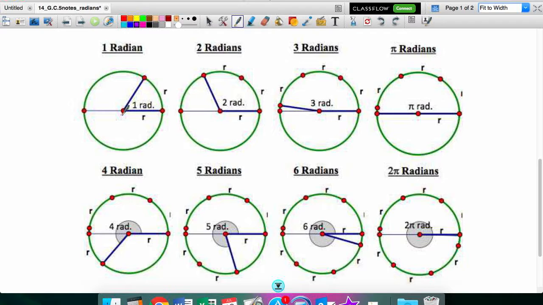So then we have 4 radians, which is more than a half. 5 radians is even more. 6 is close to a full circle, but we need just a little bit more, and that would be equivalent to exactly 2 pi all the way around the circle. So these are just visual diagrams of what 1, 2 radians and so on would look like. Degrees I know you're very familiar with. However, when you get into higher level math, we tend to use radians even more, and it's actually easier to use radians in a lot of cases.